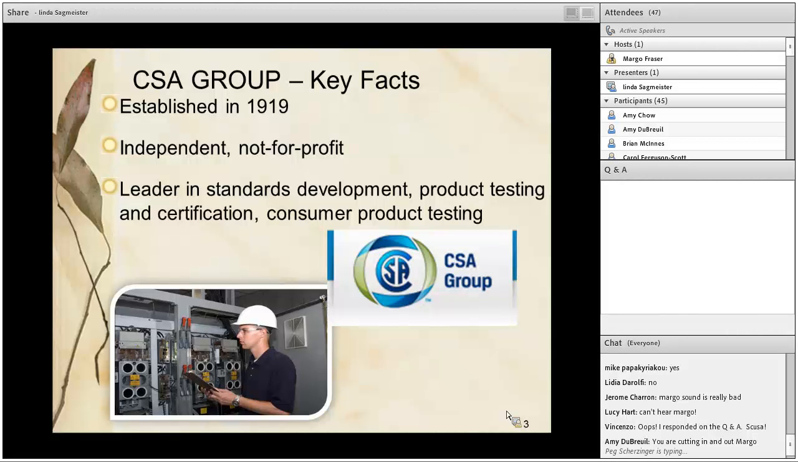Okay, the CSA group. I'm not going to talk about the CSA for very long. Oh, and incidentally, this presentation is probably not going to be a full hour either. So the CSA group was established in 1919, as you can see, and one of the things that is kind of interesting, which a lot of people maybe don't realize, is that it's actually a not-for-profit group. It's responsible for a lot of standards development and product testing and so on. So most of us are really familiar with the CSA logo when we see it on our items that we use, like electrical items and so on.